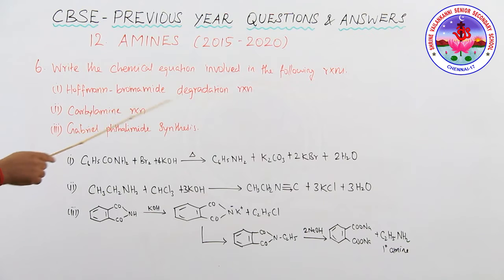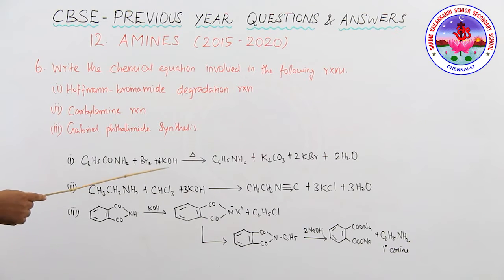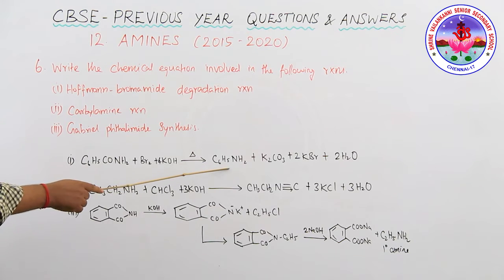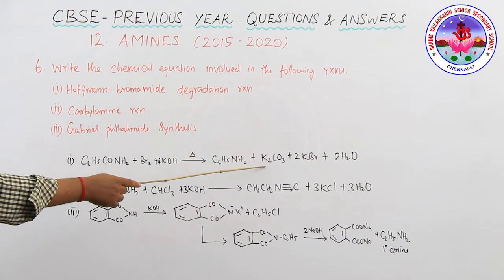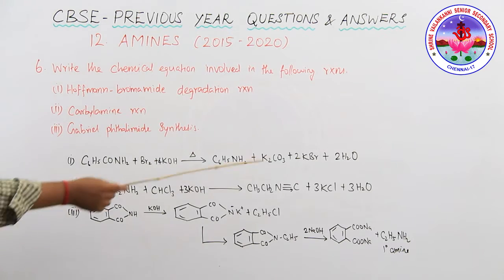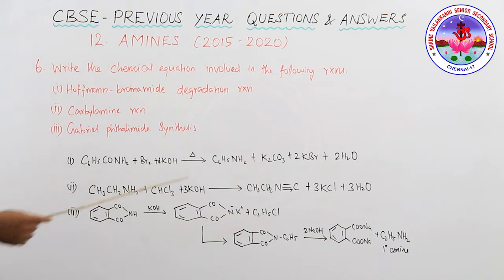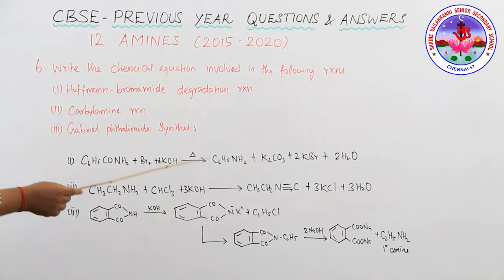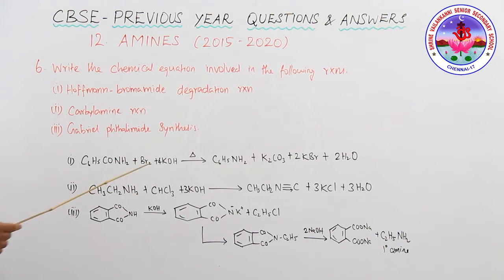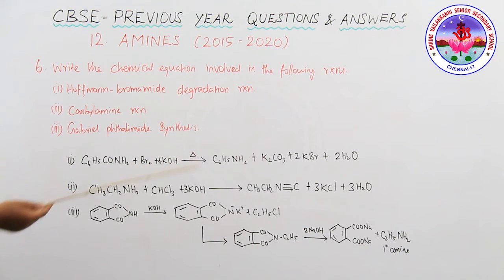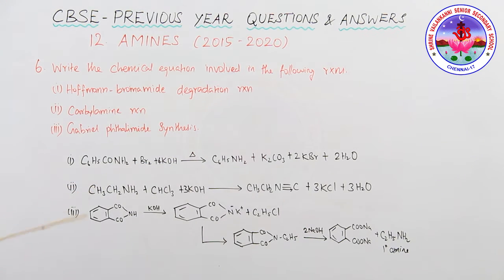The first, the Hofmann bromamide degradation reaction: benzamide reacts with bromine in the presence of 4 moles of potassium hydroxide solution. On heating, you will get aniline, then potassium carbonate, potassium bromide and water. Here we have already seen this reaction before, in the identification of A, B, C type questions. Then the second is the carbylamine reaction.